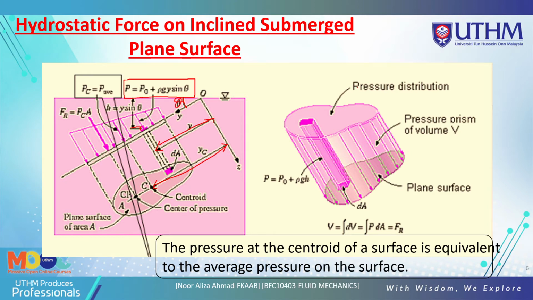Actually, the pressure at the centroid of a surface is equivalent to the average pressure on the surface. So we know the pressure distribution for this key concept of a plane surface of area A, so we just look through this.